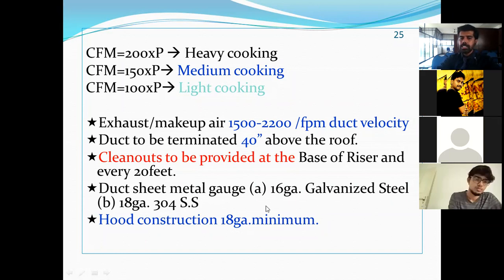When the gauge increases, the thickness is reduced. If it is 20 gauge, the thickness is very low. If it is 16, the thickness is a bit more. That's what it means. So minimum you should have 16 gauge, the minimum thickness that should be there.